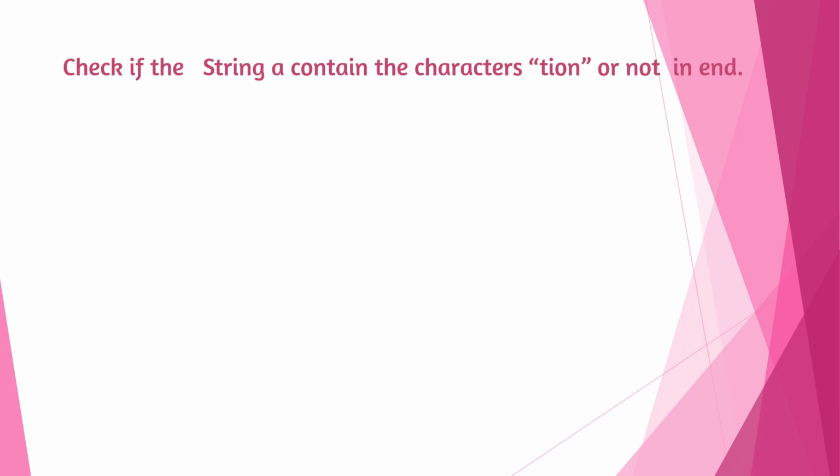Here, check if the string a contains the characters TION at the end. So the answer is a.endsWith("TION"). endsWith and startsWith are the two functions which we have discussed in the last video. Those who haven't seen the video, the link is at the end of this video. You can go through that.